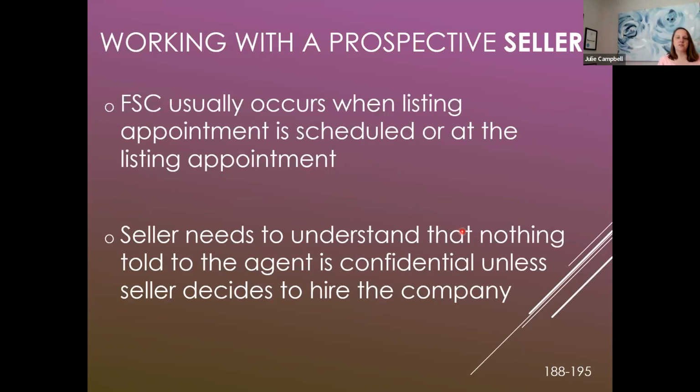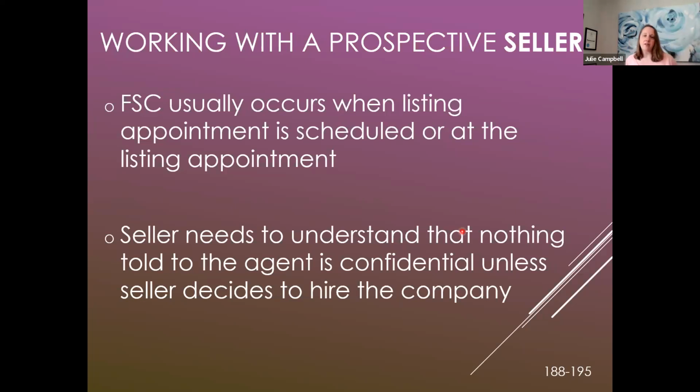Specifically, when you're working with the sellers, we can plan or prepare for substantial contact happening, if not by the listing appointment, then definitely at the listing appointment. We're going to talk more about listing appointments in just a bit.